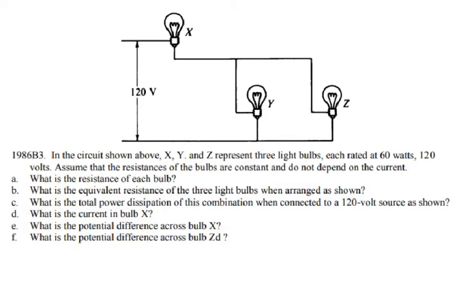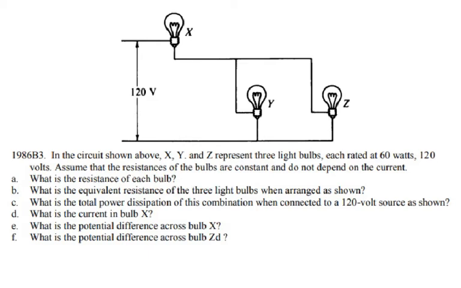This question is from AP Physics B, 1986. These topics are now covered in AP Physics 2 and used to be covered in AP Physics 1. In this question, they say that in the circuit shown above, X, Y, and Z represent 3 light bulbs, each rated at 60 watts at 120 volts.